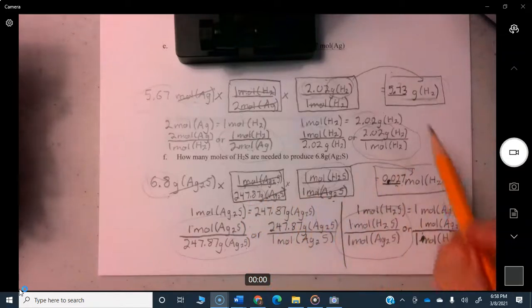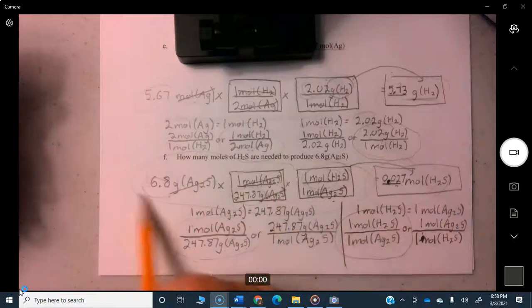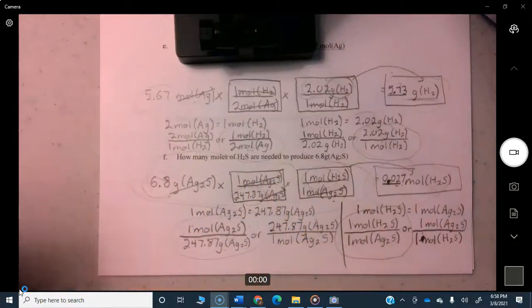Again, the answers here and here are not important to me. It's that you're setting up the problem like that. That's what I want to see. And you may not get much of any credit if you don't do it this way, okay? Don't be stubborn and think I'm just going to scribble down a calculation. That's not working for me, because it won't work for you. Okay, now let's go back and do some of those grams to grams ones, okay?